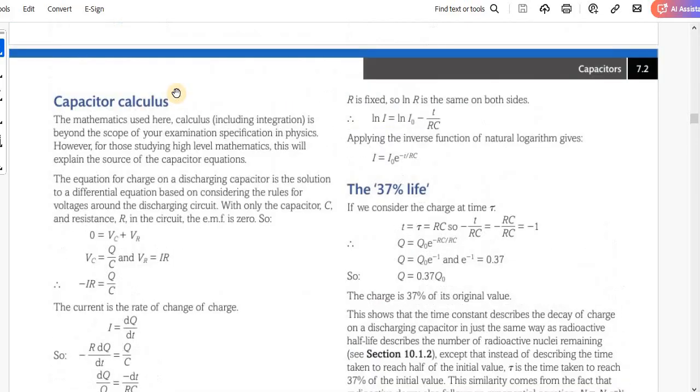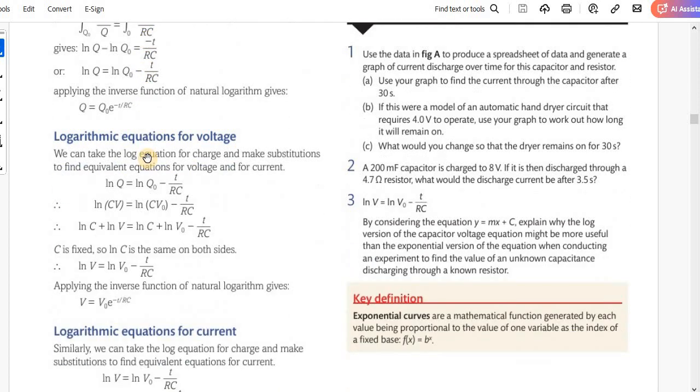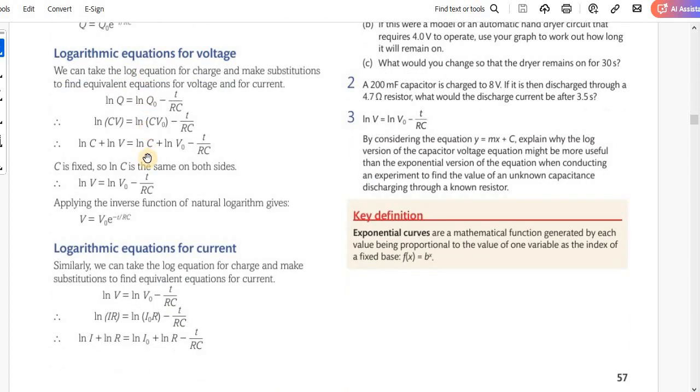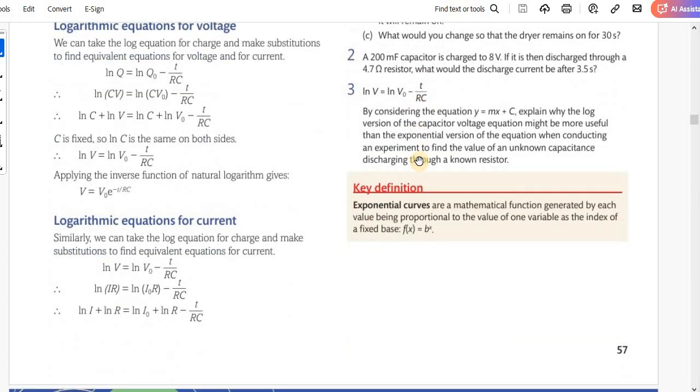So this actually is the mathematics involved in this. Those who are taking A-level mathematics will be very familiar with this, but in your case the equations are there, and also you can go through the logarithm lessons to understand this better. So make sure you answer all these questions. And here they have told you what an exponential curve is. Exponential curves are mathematical functions generated by each value being proportional to the value of one variable as the index of a fixed base. Index means the power.